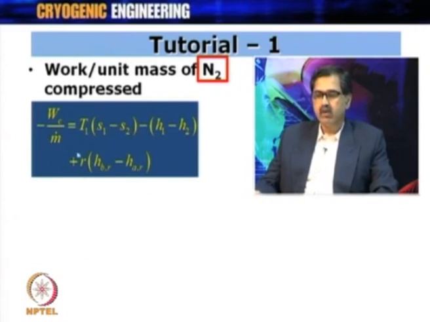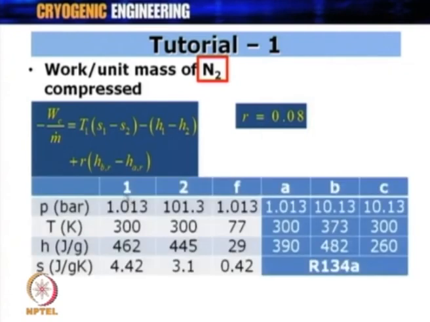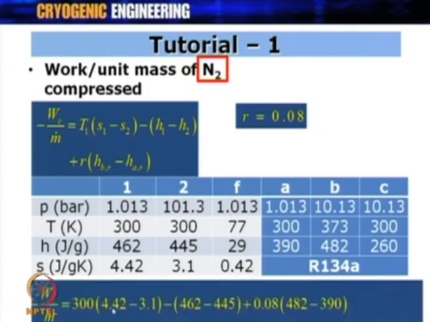In addition to that, what you have is plus R into HBR minus HR. This is nothing but the additional work that has to be done for the pre-cooling circuit, for which the value of R is 0.08, and if I add those enthalpy again from this table, what I get is 386.3 joule per gram. So, work done per unit mass of gas which is compressed is 386.3.